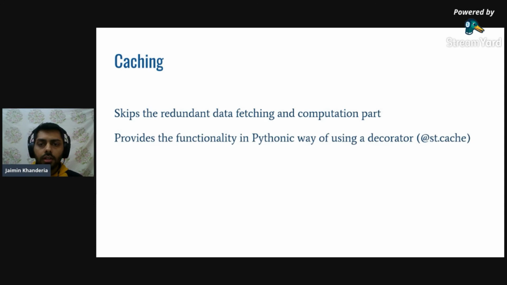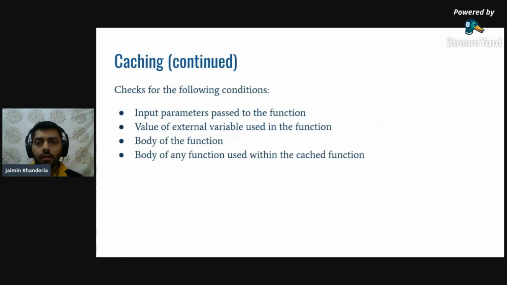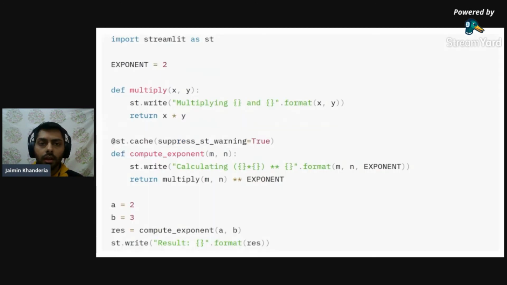But before we take a look at how we can use the functionality of caching, the developer needs to keep some conditions in mind. So let's take a look at some of these conditions. To better understand these conditions, let's take the help of an example code snippet. If we take a look at this example code snippet, we see that we are trying to cache the function called compute exponent.